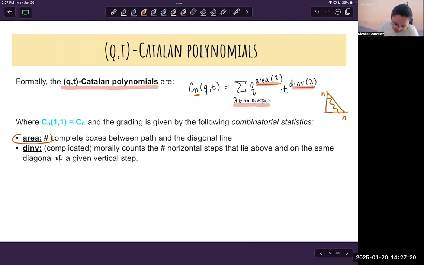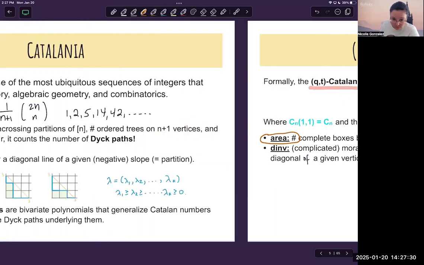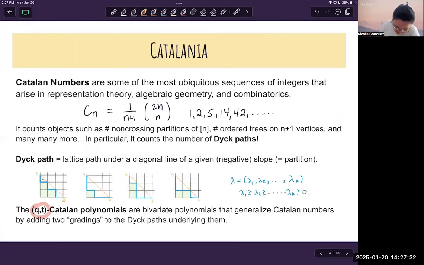So the area, the exponent of the q, is just the number of complete boxes between the path and the diagonal line. So let me go back a slide. For example, here the area is 0 because there are no complete boxes between the path and the diagonal. Here, we have one complete box and another complete box, and so that tells me that the area in this second picture is 2. The area here, we only have one complete box, and so we have 1. And here again, the area is 1 because we only have one complete box.